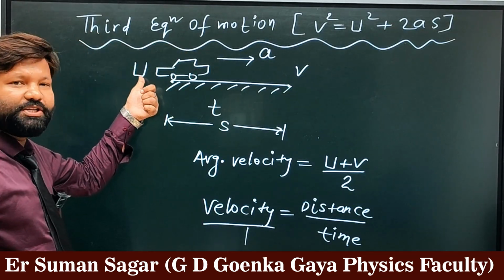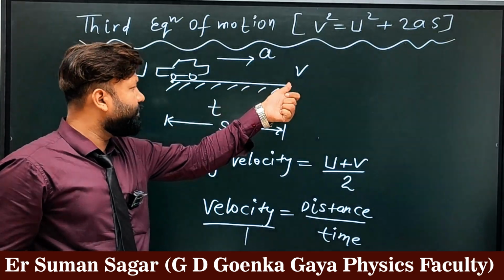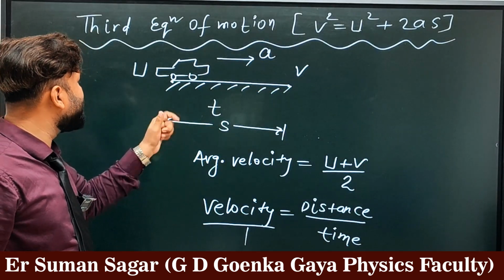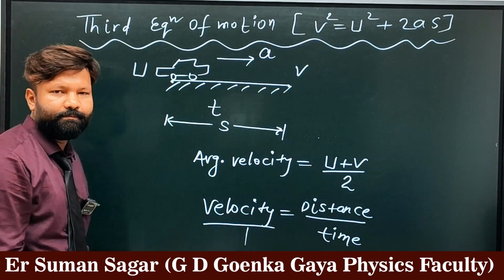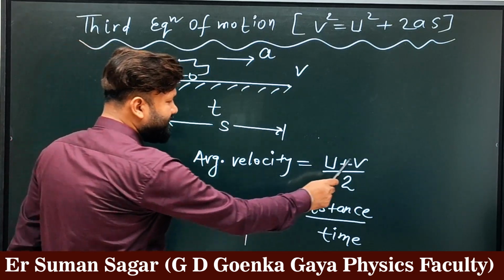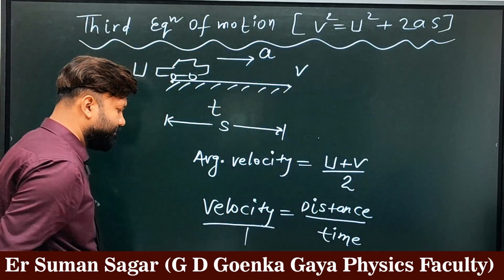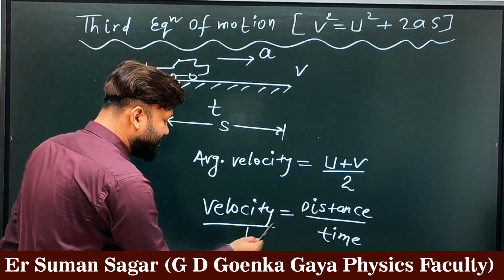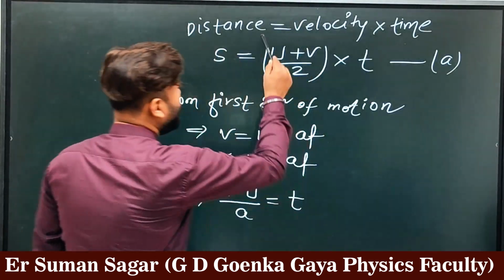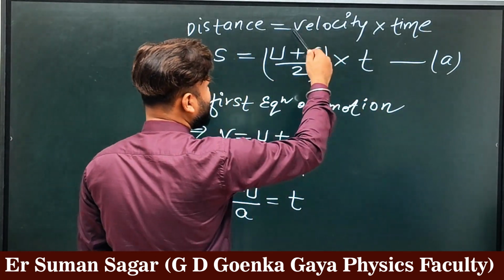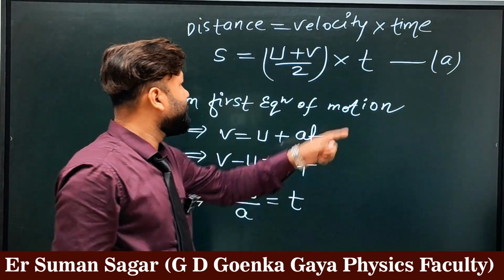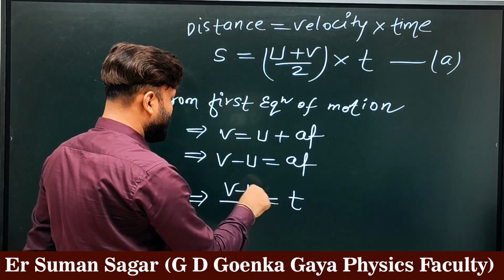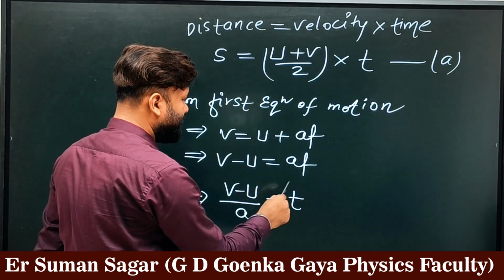Suppose a car moving with initial velocity u, after time t, the car final velocity becomes v. Car is moving with uniform acceleration a, and let the car cover distance s in time t. Average velocity we are already knowing, (u plus v) by 2. u is initial velocity, v is final velocity. And velocity is equal to distance by time. This formula we are also knowing. Cross multiplication, so distance into 1, distance; velocity into time. Distance is equal to velocity into time. In place of velocity, we will write (u plus v) by 2, time t. Now, in place of t, we will put the value of (v minus u) by a from first equation of motion.